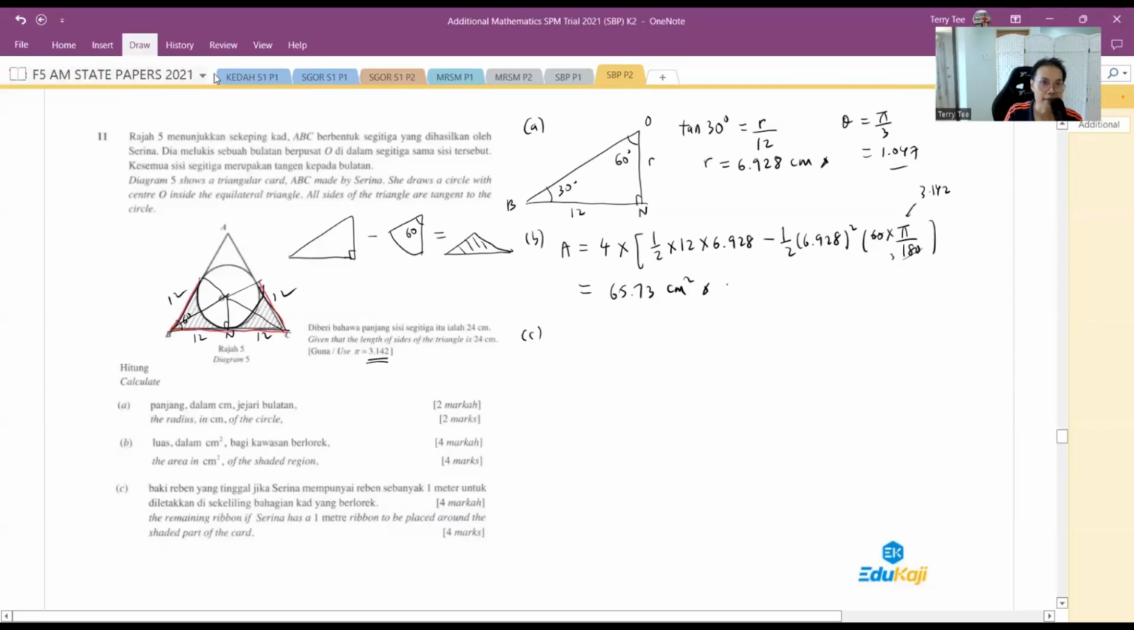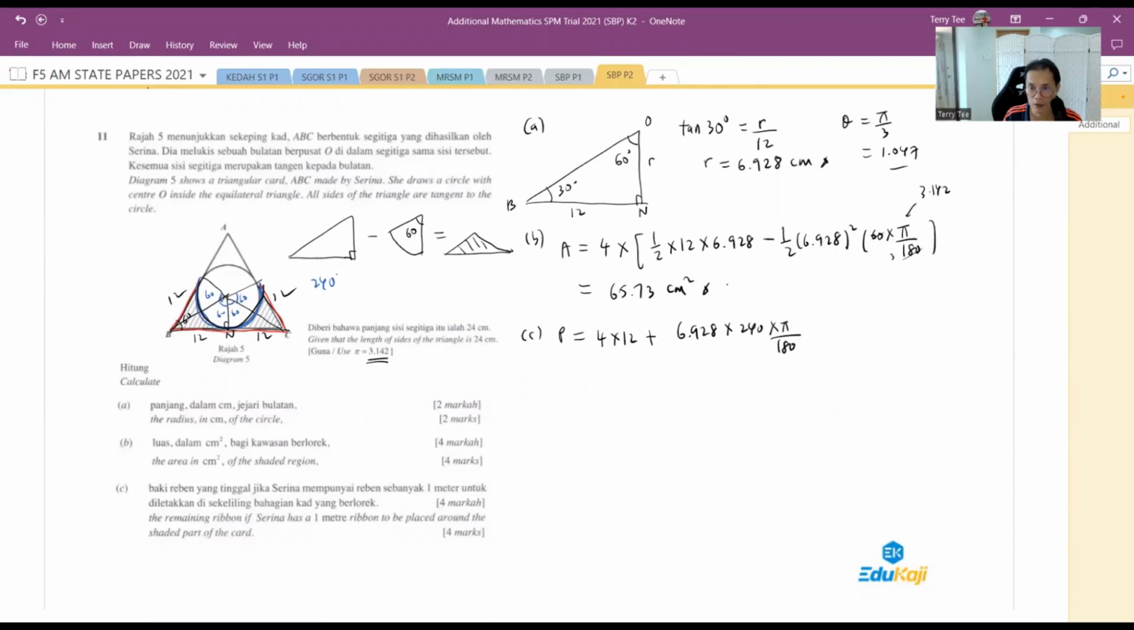I just have to add this curved surface, I mean, the length of this arc. Now, we know these are all 60. So there are 4 60s here: 160, 260, 360, 460. That gives us 240. So I need to find the perimeter. Your perimeter consists of 4 times 12 plus r theta, where the radius is 6.928. Your theta is 240 times pi over 180. You can write this as 4 over 3 pi.